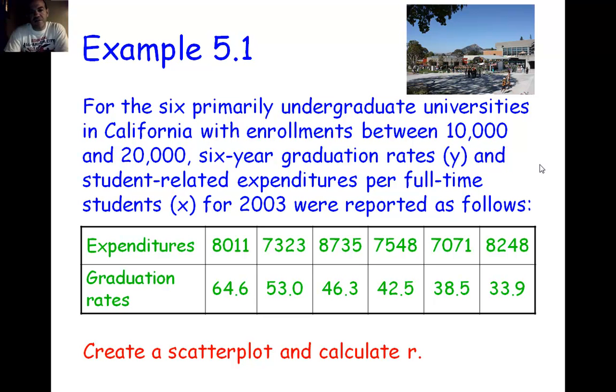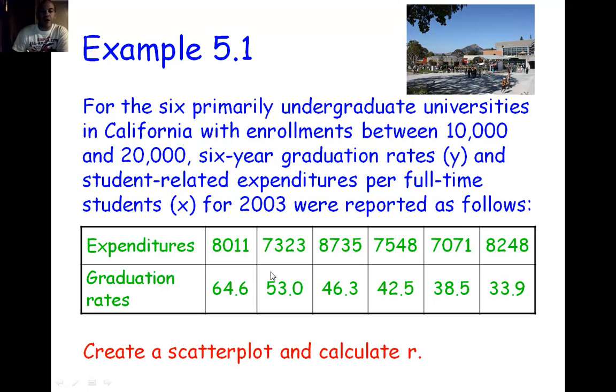So we look at example 5.1. For the 6 primarily undergraduate universities in California with enrollments between 10,000 and 20,000, 6-year graduation rates Y and student-related expenditures per full-time student X for 2003 were reported as follows. So these are the values. This would be the expenditures, and this would be the graduation rates. Each column represents a different university, so these are 6 observations for 6 different institutions.